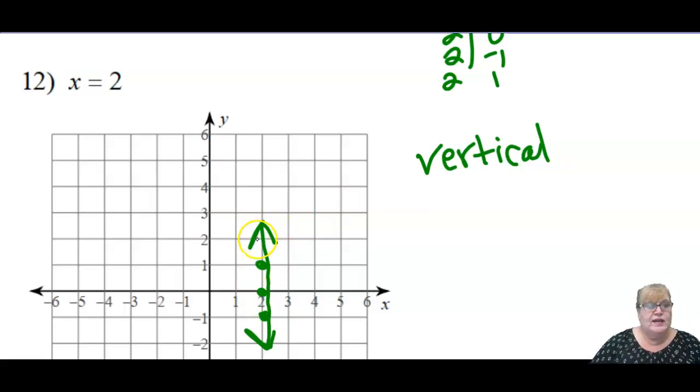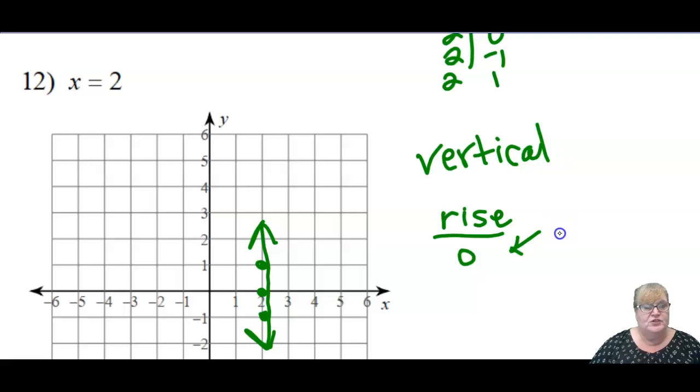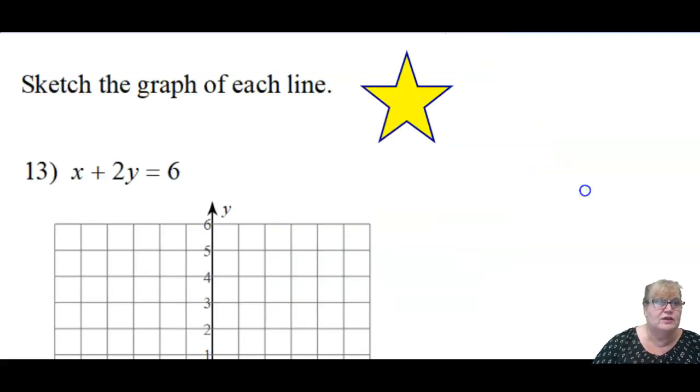If you were to do rise over run, it has rise but no run. So you'd get rise over 0, and 0 cannot be in the denominator. Division by 0 is undefined. So this one has no slope. We'll further discuss that in another question. All right, this is in what's called standard form, and we're going to discuss that more in a minute.